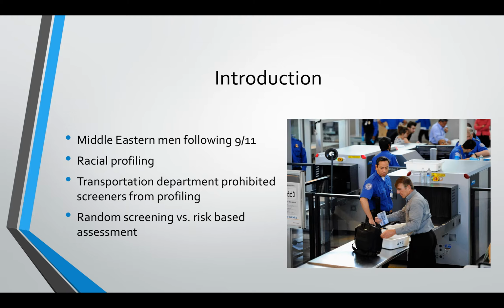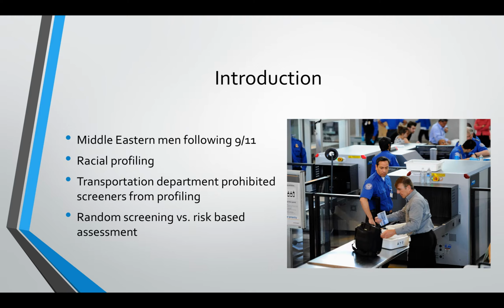Following September 11, 2001, the U.S. began to look at Middle Eastern men suspiciously. This led to efforts to use racial profiling in airport security protocols. Racial profiling is when race or ethnicity are used as a primary criterion for identifying a suspect. Calls to use racial profiling were stifled when the Department of Transportation prohibited screeners from giving travelers special attention solely based on race, color, national origin, religion, sex, or ancestry.